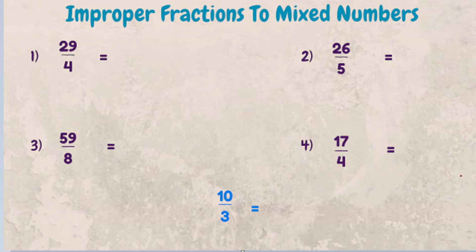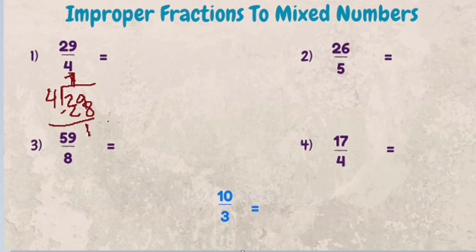Let's walk through 4 examples to illustrate this. Example 1. Let's convert 29/4 into a mixed number. First thing we're going to do is divide 4 into 29. So 4 can go into 29 a total of 7 times. That's 28 and leaves a remainder of 1. So in this case, 7 is our whole number, 1 is our remainder. It goes over our denominator of 4 and becomes 7 1/4.